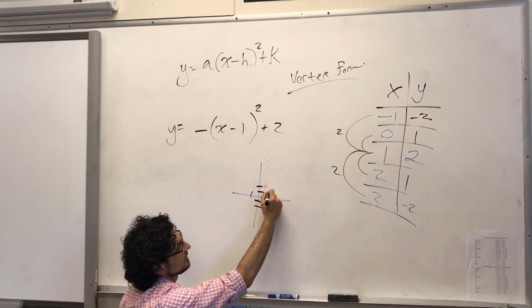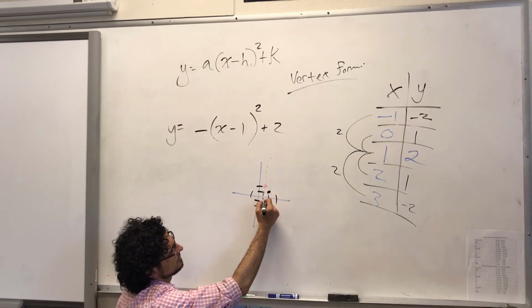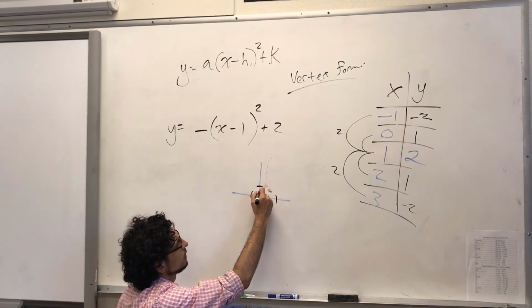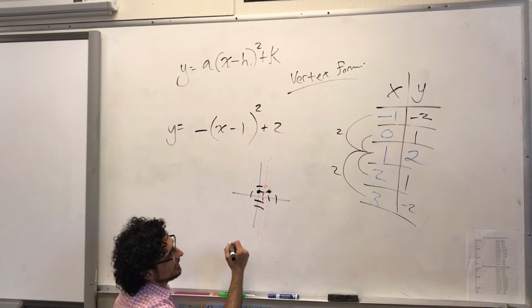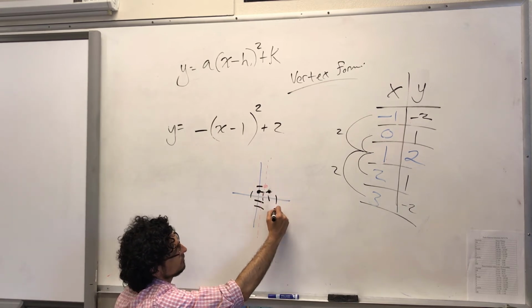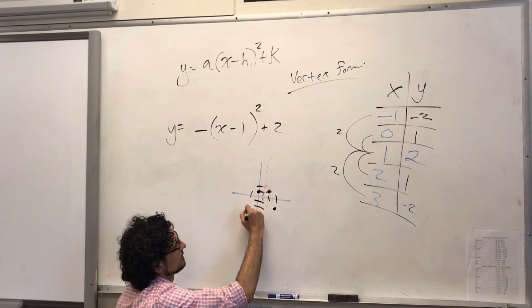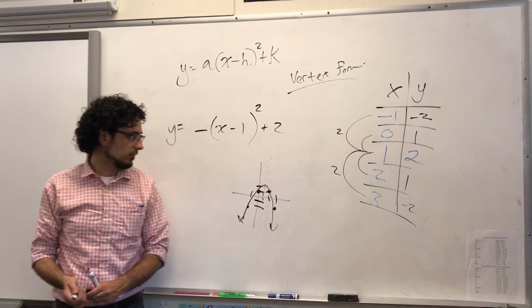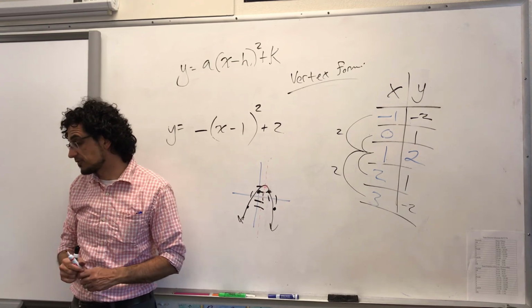And so then we're looking at 0, 1. And we had, what was that? 2, 1? Oh, what am I doing? It was 0, 1 and 2, 1. And then we have 3, negative 2. And we have negative 1, negative 2. So we should be ending up like this. Wow, mine's not pretty, so my apologies.